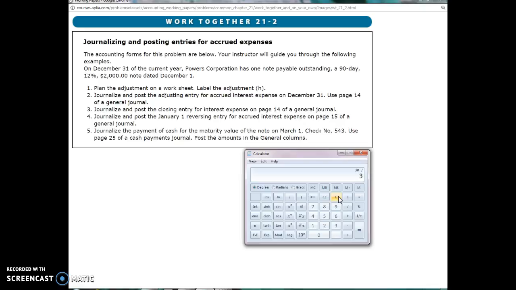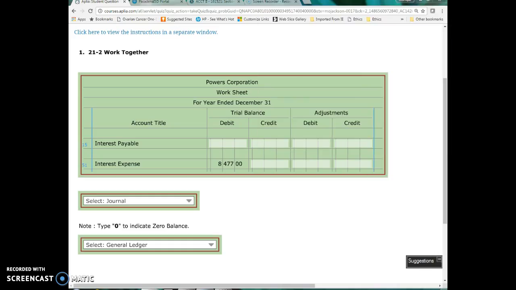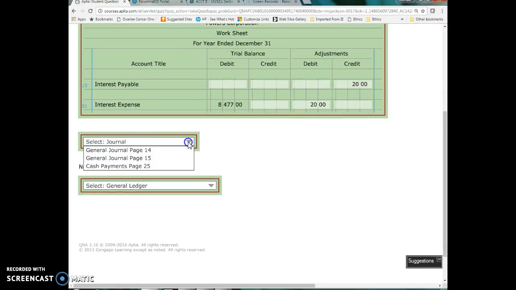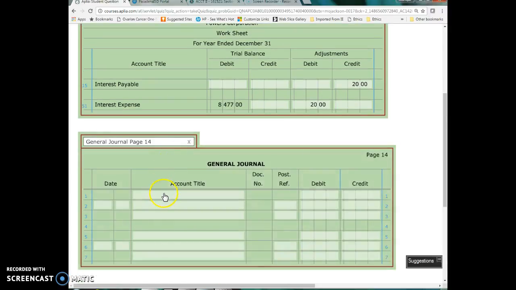30 over 360 times 12%, which is 0.12, times 2,000. That is $20. So our interest expense for this time period is $20. So it's a $20 debit and a $20 credit for interest payable. And now we just note that on General Journal, page 14. Adjusting entries.